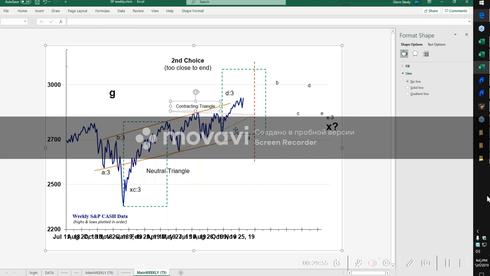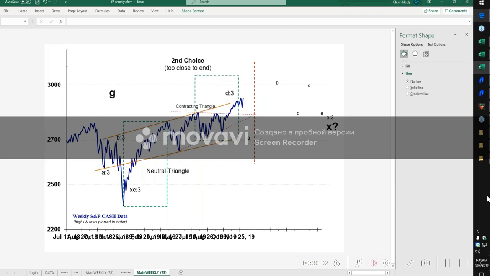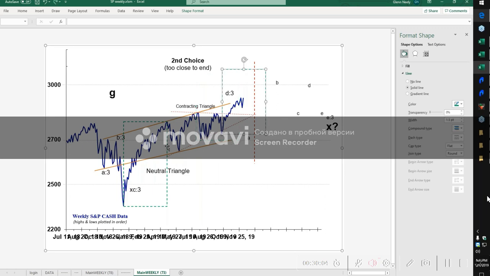So here is this red contracting triangle right here, and this is the minimum thrust required out of that triangle. Let me move it back, grab a different one. This was the minimum thrust required to confirm on a weekly basis. So this is a more detailed chart. This is the minimum thrust required to confirm that this was a contracting triangle and it produced the proper thrust.